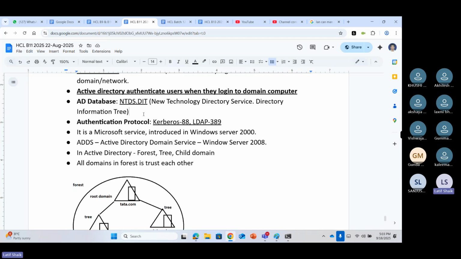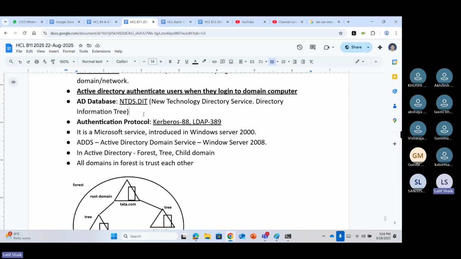Active Directory database contains users, groups, computers, and resources information. Active Directory authenticates and authorizes users when they log into domain computers and access domain resources. The Active Directory database name is NTDS.DIT, New Technology Directory Services Directory Information Tree. Active Directory authenticates users using the Kerberos protocol, and LDAP is also used.